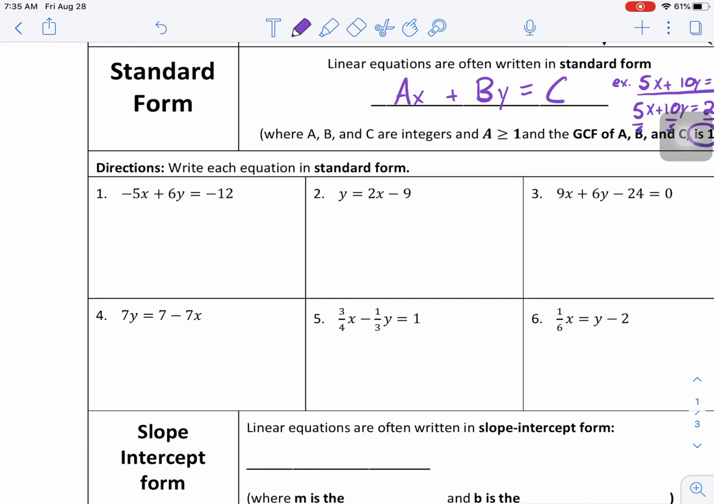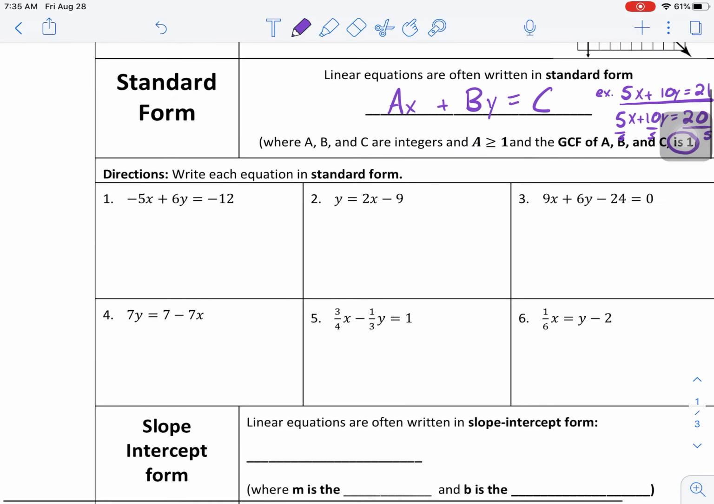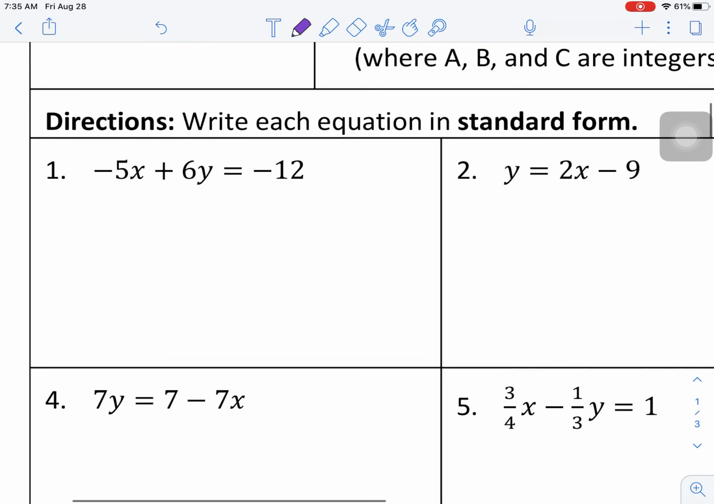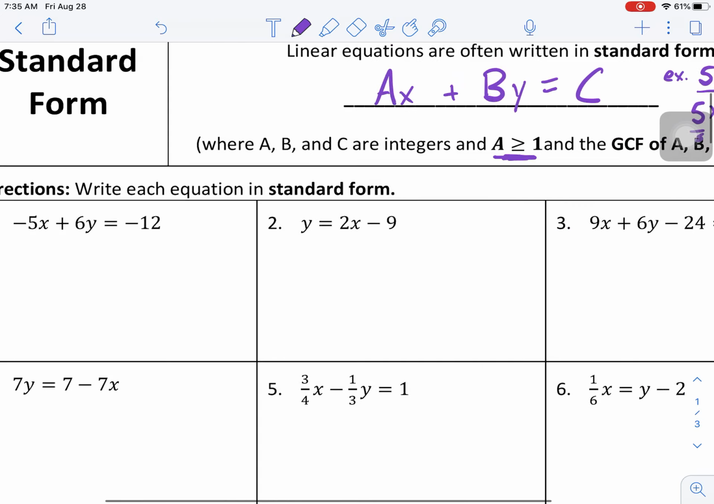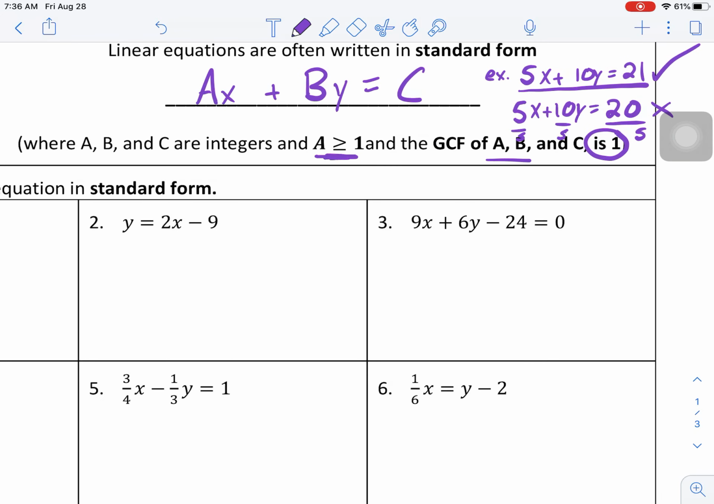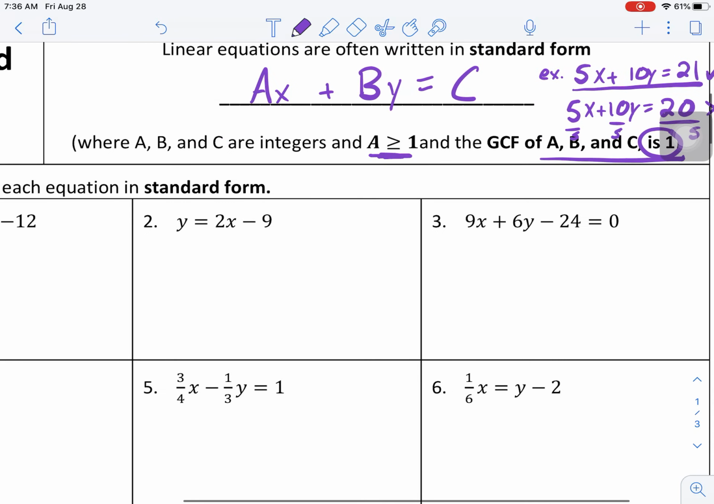Alright, so this says write each equation in standard form. Okay, so if you're writing these equations in standard form, you have to remember a must be greater than or equal to 1, greatest common factor has to be 1, and they all have to be integers. Integers means either negative whole numbers or positive whole numbers.